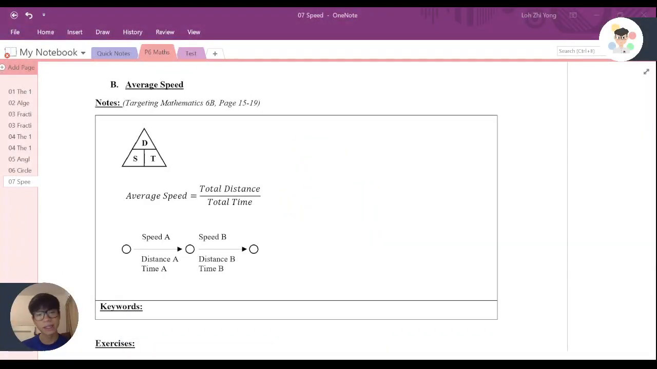Welcome back to digital class, and this is a discussion for booklet number 7, speed. Now we're looking at section B, average speed.